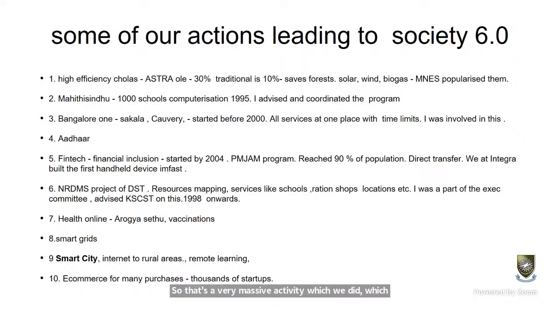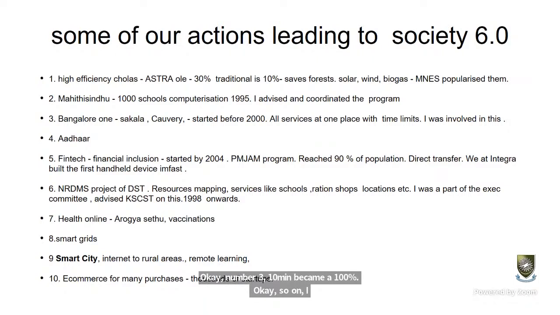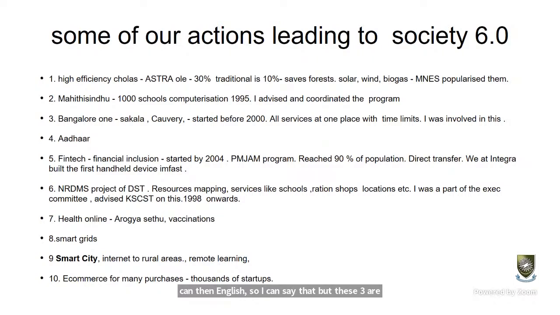What were the success factors? Number one, school enrollment was less than 30%. It became 90%. Two, the pass percentage in SSLC went up from 50 to 75%. Number three, attendance became 100%. And English literacy went up too. But these three are very important points, which showed the success of the program.